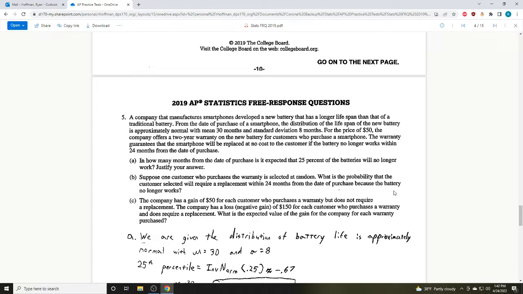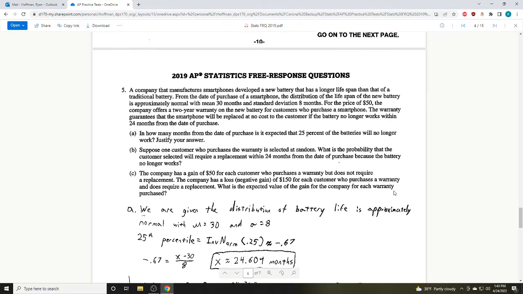And we want to know the 25th percentile because we want to know how many months 25% of the batteries will no longer work. So we want to know when everything underneath it is 25%. That's a percentile. So we can set up that z-score or set up inverse norm in some way. It might help you to draw a picture of the normal distribution and know that the area to the left is that 0.25.